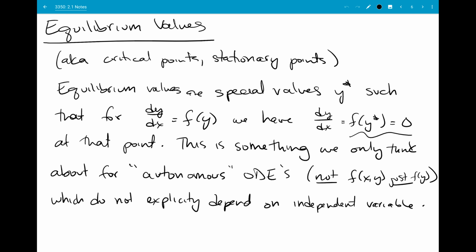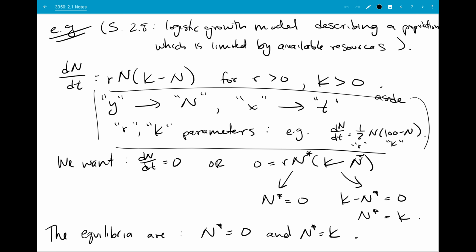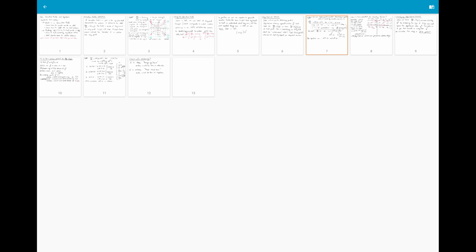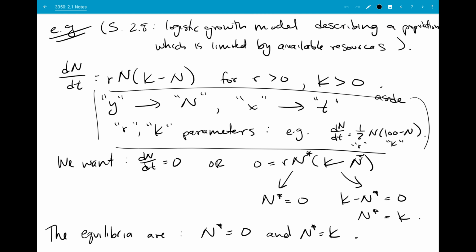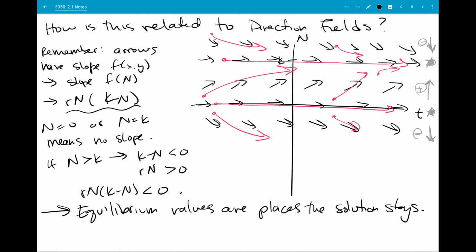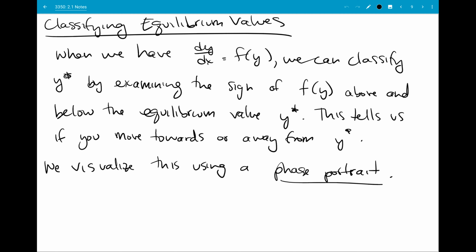And then we moved on to equilibrium values. So we learned what an equilibrium value is, how to find it in this particular example. Connecting back to direction fields, which represent equilibrium values, even though we didn't have a word for it before. And then we talked a little bit about how to classify equilibrium values using a phase portrait.